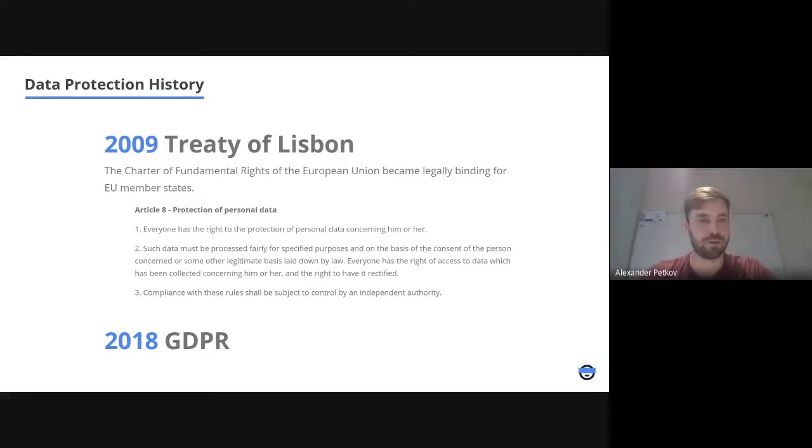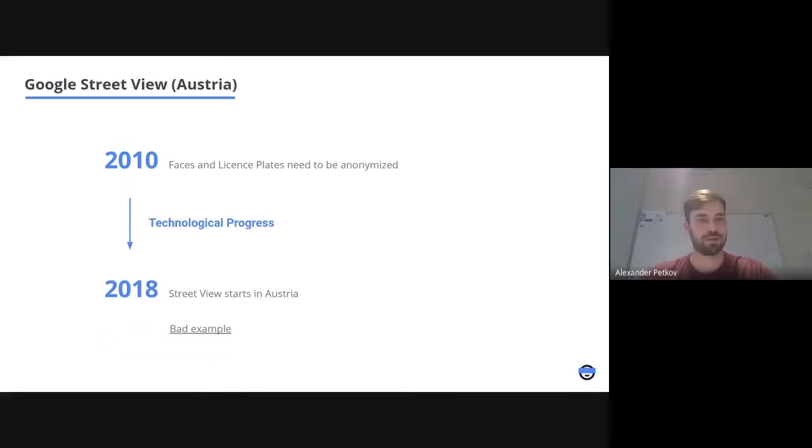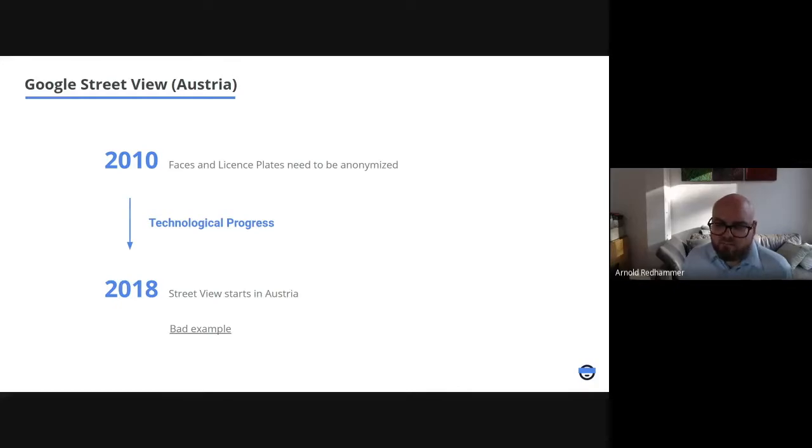The GDPR also has some implications for technology companies. I think you've prepared a sample with one of the most famous technology companies, Google. Because as I said, many people think data protection is quite a new topic, but we all know that Google Street View has existed for many years now. They did it in the States first, and they wanted to do it in Austria as well. And not just in Austria, it was a big topic in many countries in Europe at that time.